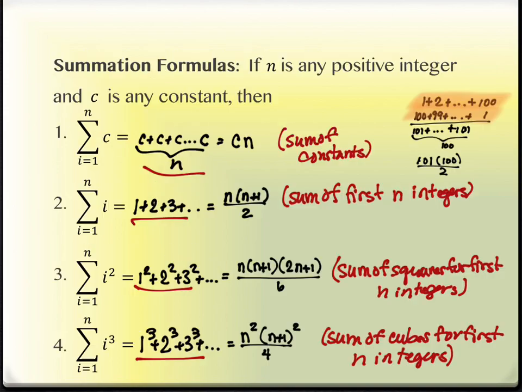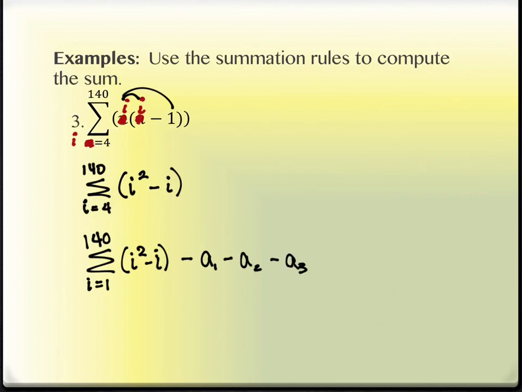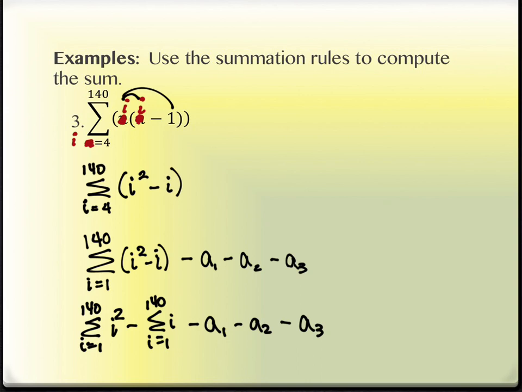But what it does is it allows me to come over here and use these formulas now, which is the goal. Because I don't know about you, but I really don't want to go up to 140 terms. 16, okay, maybe. 140, not a chance. We're not doing it that way. So we're going to separate this out, just like we did on the last problem. We have the sum from I equal 1 to 140 of I squared, minus the sum from I equal 1 to 140 of I, minus A1, minus A2, and minus A3.